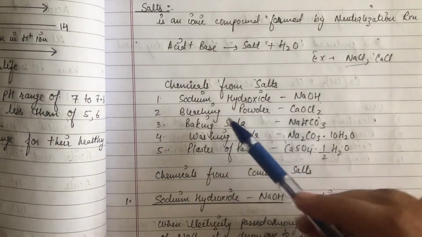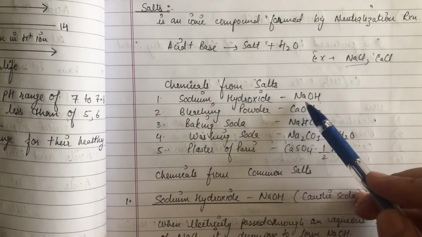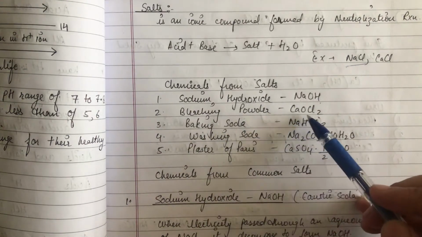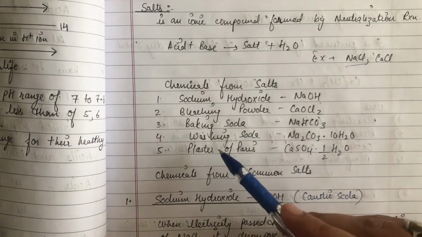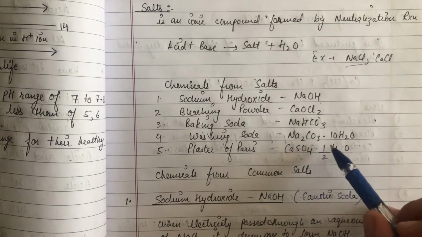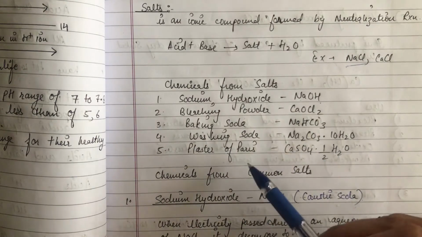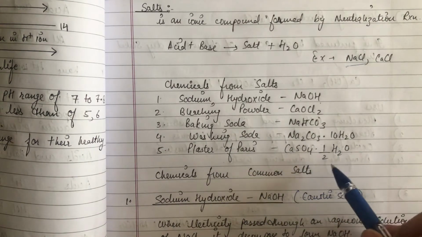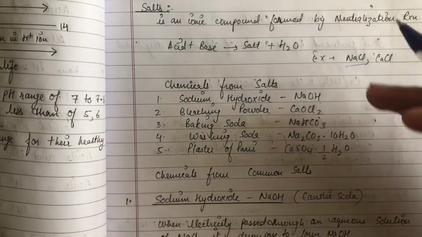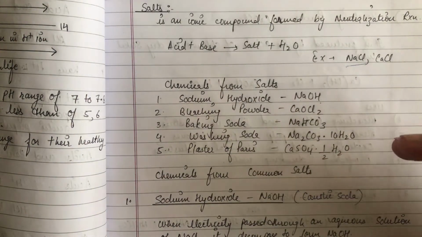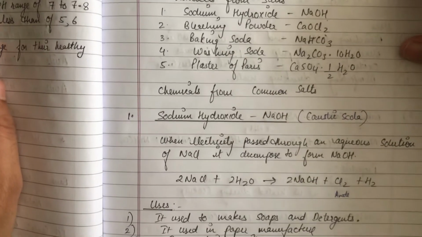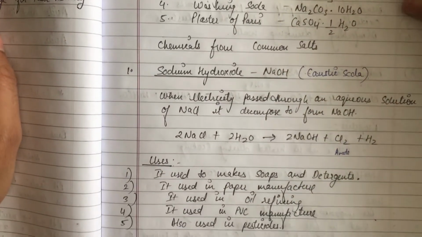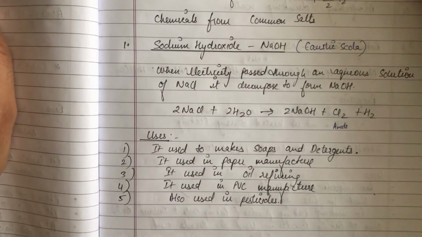Chemicals from salts: sodium hydroxide is NaOH, bleaching powder is CaOCl2, baking soda is NaHCO3, washing soda is Na2CO3.10H2O, plaster of Paris is CaSO4.half H2O. Now these topics we'll discuss in detail one by one. First we'll discuss chemicals from common salt, like sodium hydroxide.